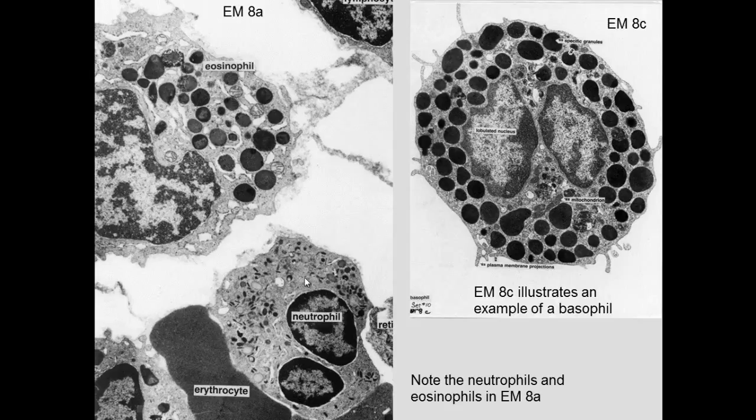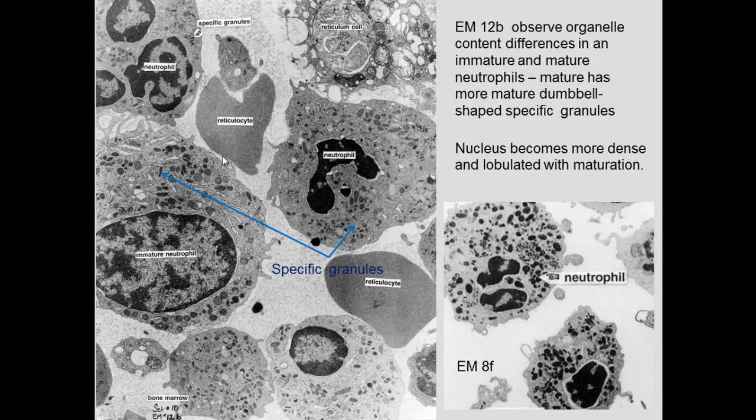The neutrophil does have some medium-sized granules, and then it also has the dumbbell-shaped granules, which are the specific granules. In the eosinophil and basophil, the big granules are the specific granules. And so we can see specific granules, which are the dumbbell shape, in this immature neutrophil, and also in the mature neutrophil, as you can see.